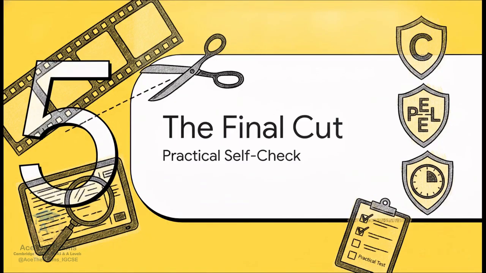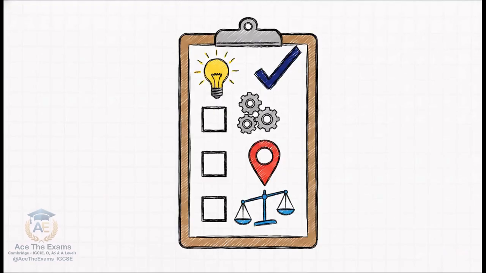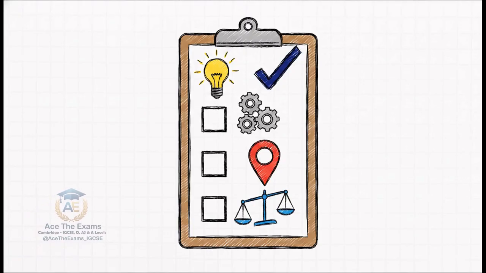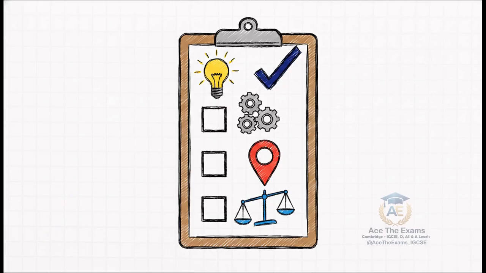Section 5, the final cut, the practical self-check. We have finally arrived at the last act, the final system. You've built your scene, you've carefully layered your explanations, you've applied the method sequence, and you've successfully navigated the pitfalls. Now we do the final cut. Let's look at the cheat sheet recap.